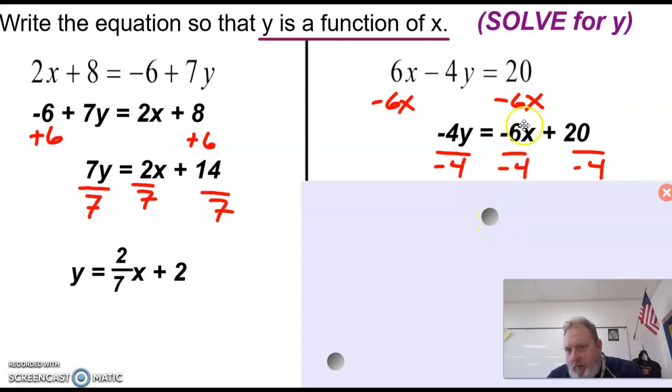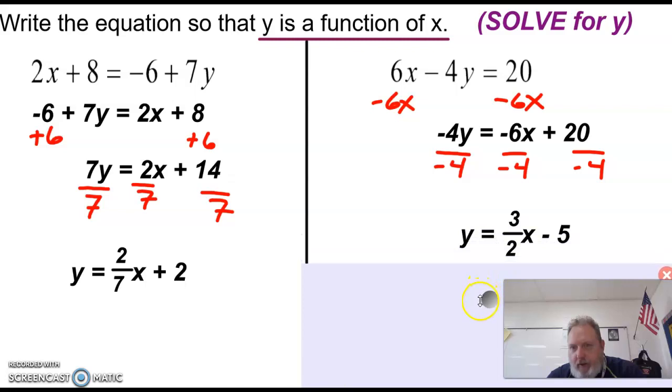And this time we will be able to reduce this, and we'll go ahead and do that. So you can see we've got 3/2 x, or if you want to, you could change it to 1.5x. I don't advise that, just for the fact that we're going to eventually start graphing these, and it's easier to do slope when they're fractions. But negative 6 over negative 4 reduces to 3/2. Again, negative divided by negative is a positive. 20 divided by negative 4 is negative 5.